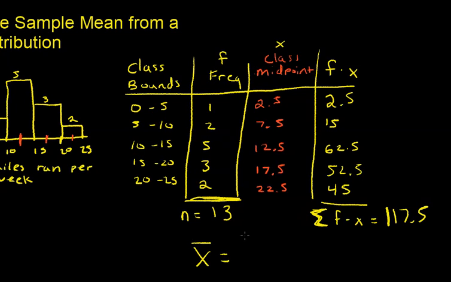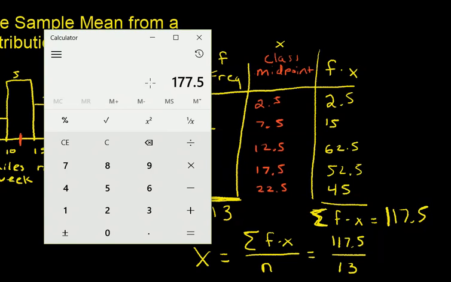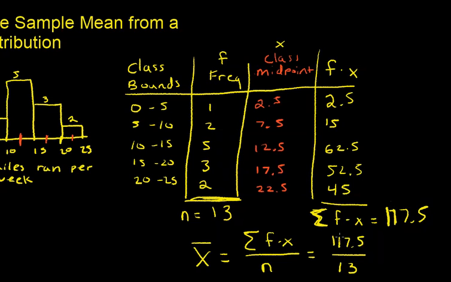The formula for calculating the sample mean from frequency distributions looks like this: the sum of f times x, the frequency times the midpoints, divided by the sample size. So that'd be 117.5 divided by 13. Let's pull up the calculator again. Oh, I wrote 117, but it's actually 177.5. Let me change that here. Be careful: 177.5, not 117.5.